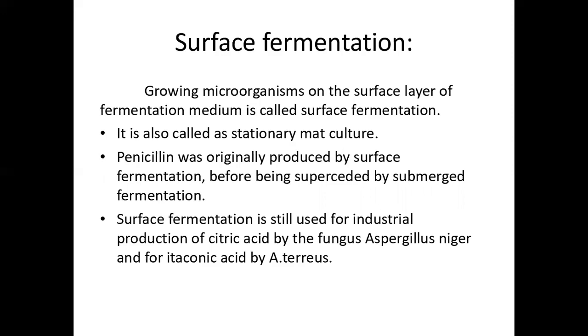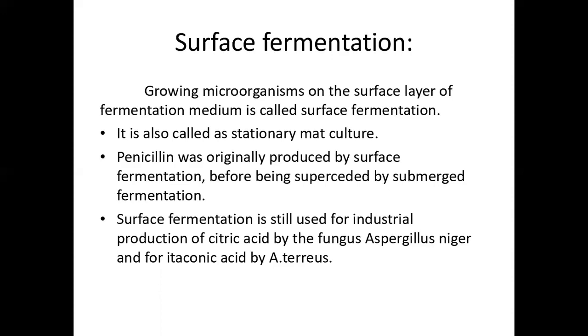In submerged fermentation, we have studied batch fermentation, fed batch fermentation, and continuous fermentation. Now we have to study surface fermentation, right? The name shows surface, means the microorganisms are grown on the surface layer. Whatever medium we are using, if the microorganisms are grown at the top or surface of the medium, it is called surface fermentation. This is also called stationary mat culture. The fungus or microorganism we are using will be grown in the form of a mat.